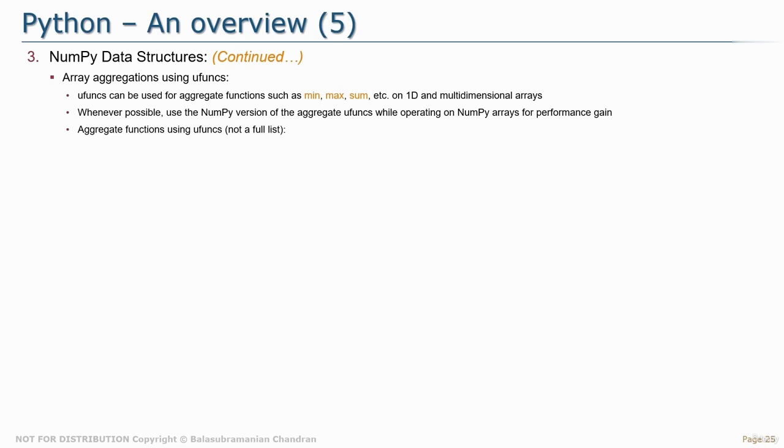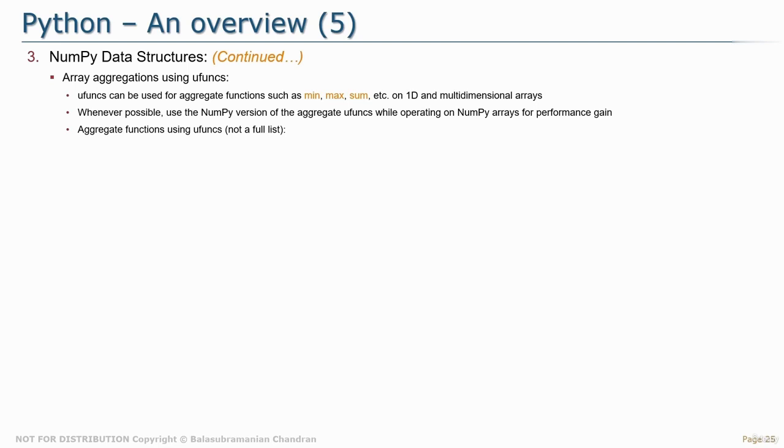Array aggregations using ufuncs. Ufuncs can be used for aggregate functions such as min, max, sum, etc. on 1D and multidimensional arrays. Whenever possible, use the NumPy version of the aggregate ufuncs while operating on NumPy arrays for performance gain.